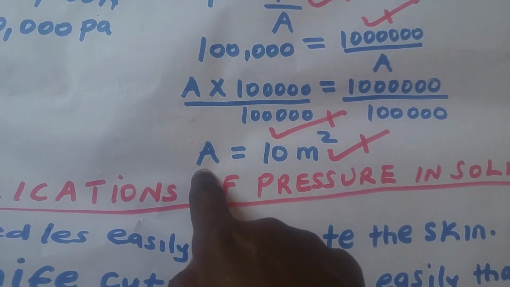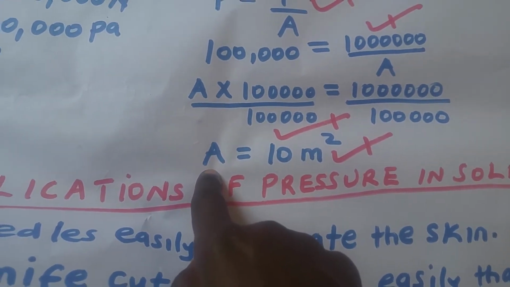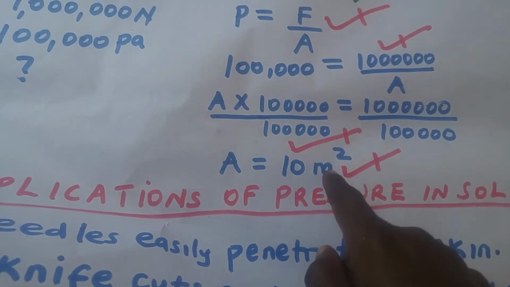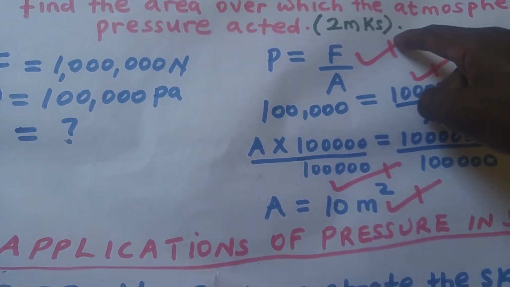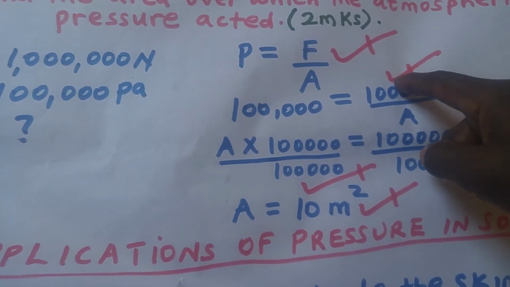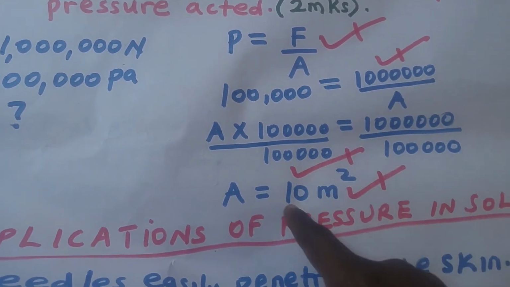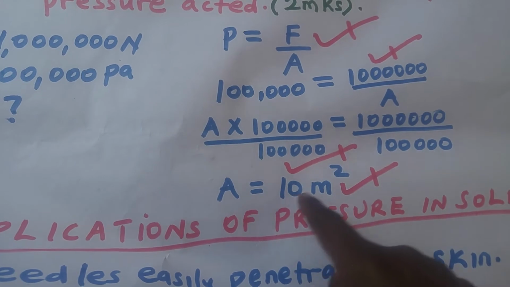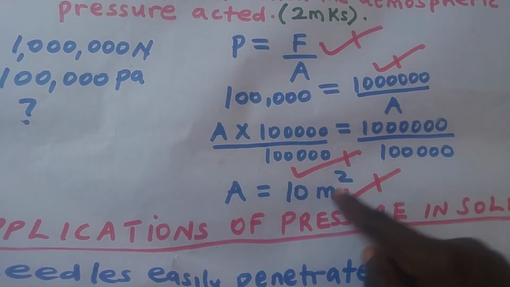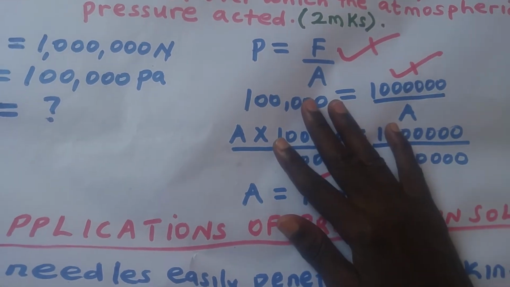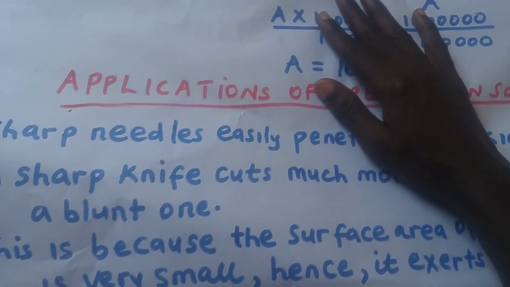The SI unit of area is not centimeters squared, but meters squared. So out of the 2 marks, I have half for the formula, half for the substitution, a mark for the correct answer, which is 10, and then the remaining half is for the unit, which is meters squared. And you get all your marks.